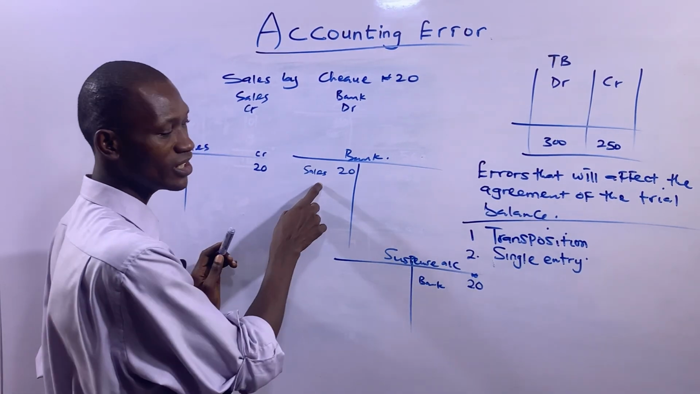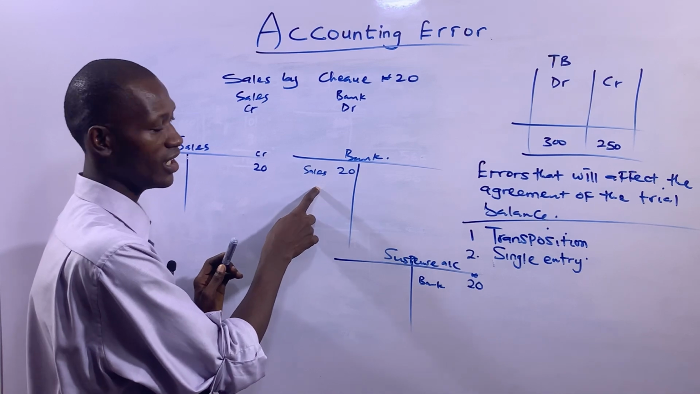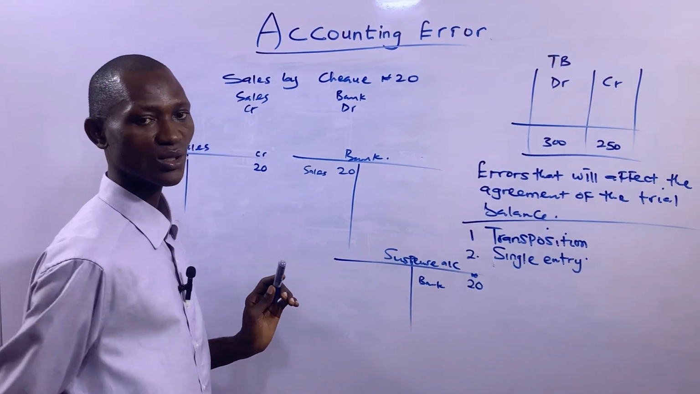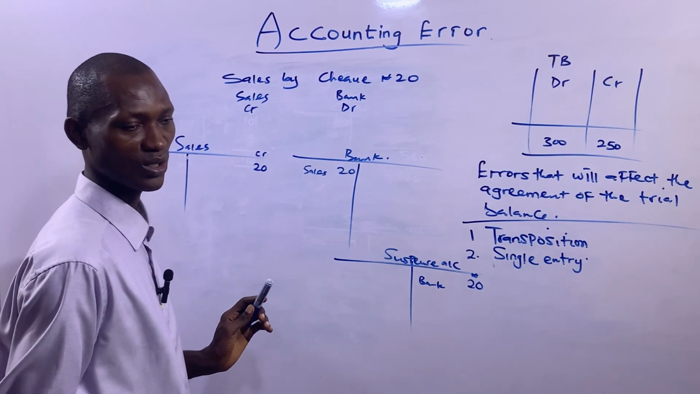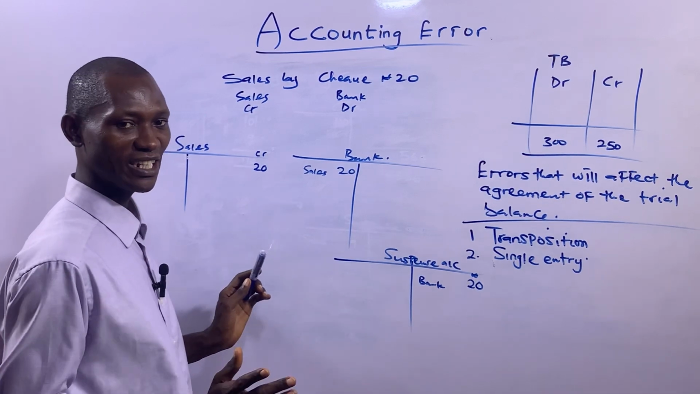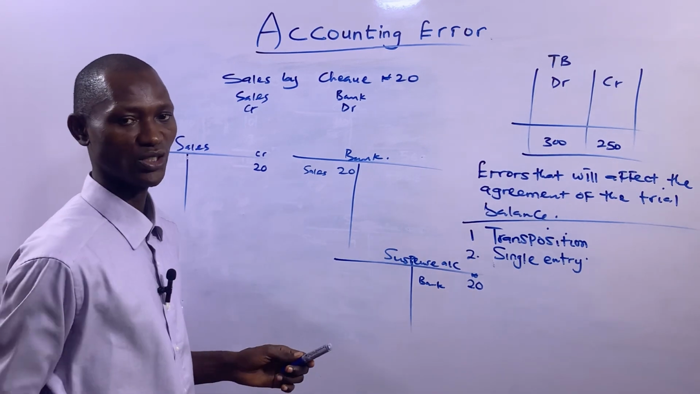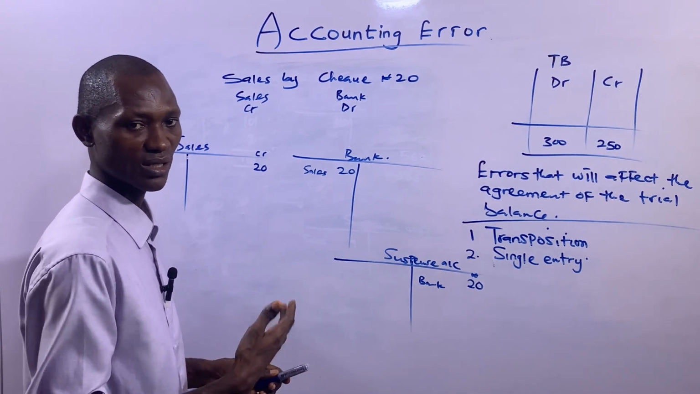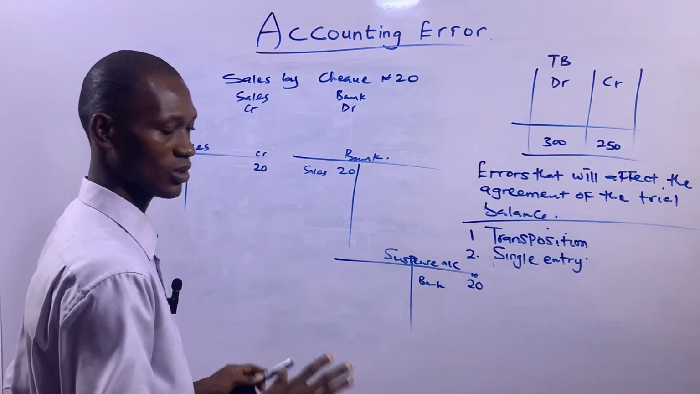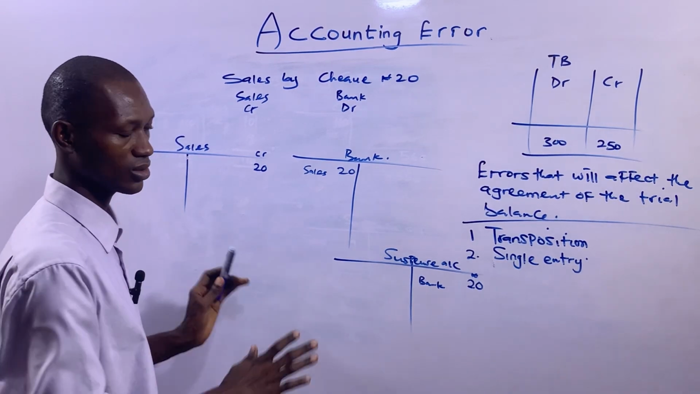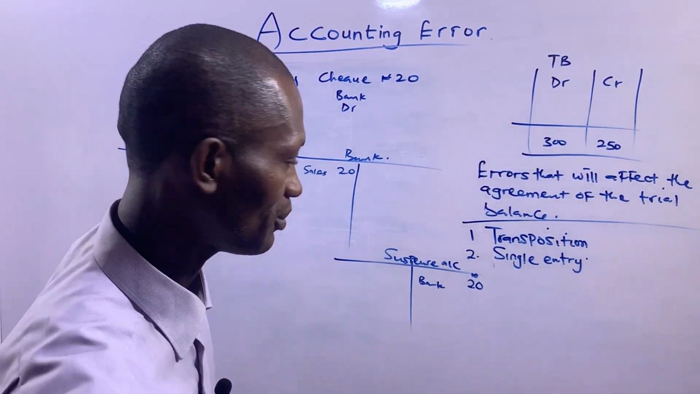Then the corresponding credit entry of this debit entry, which was made in bank accounts, will be made in the suspense accounts. So you can see now that any error that affects the agreement of the trial balance will find their destination in the suspense accounts. So that's with respect to that. So I hope this is understood. Good. So let's take the next one.